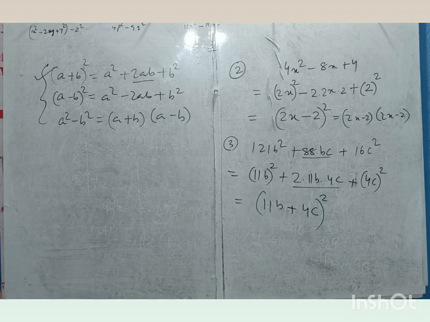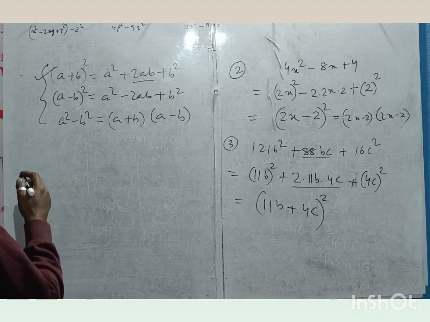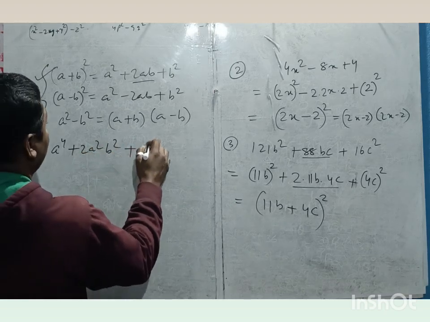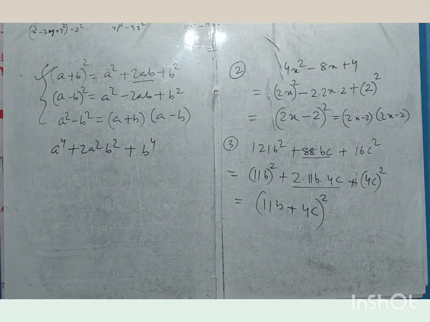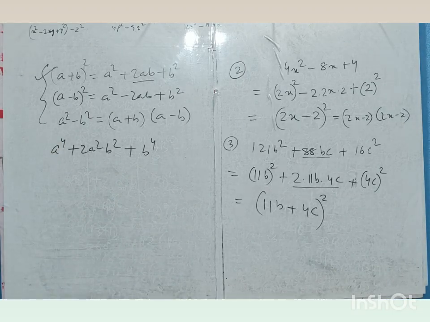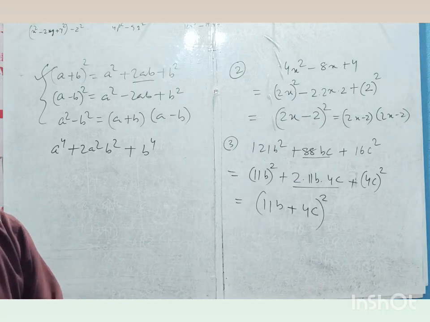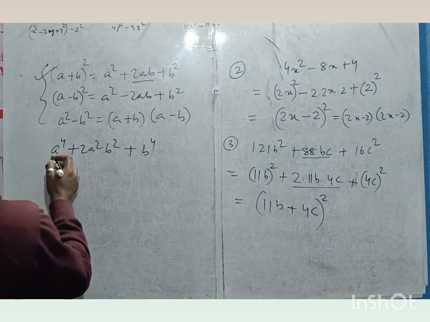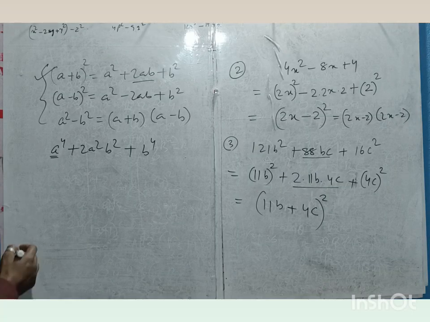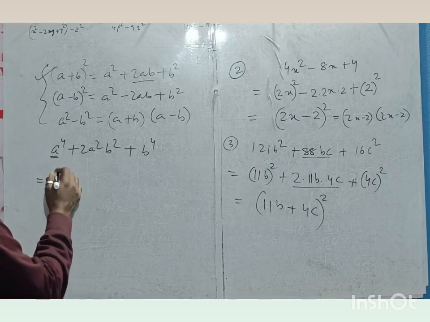Let's do a⁴ + 2a²b² + b⁴. Is it in this form? Let's check. a⁴ is the square of what? Can I make it a perfect square of one term? Yes, it is a square whole square.